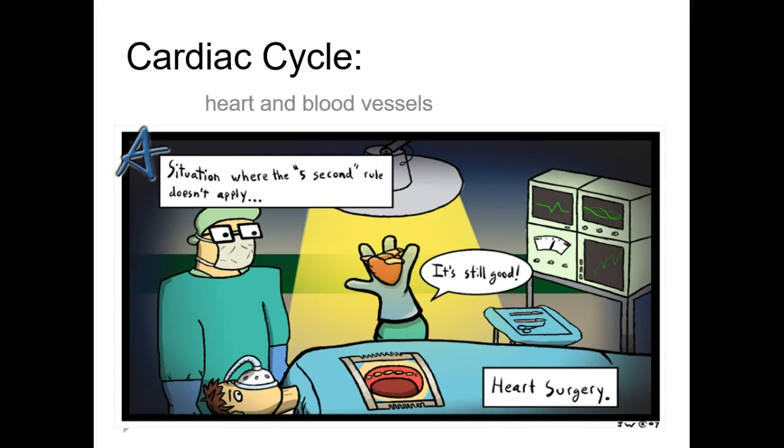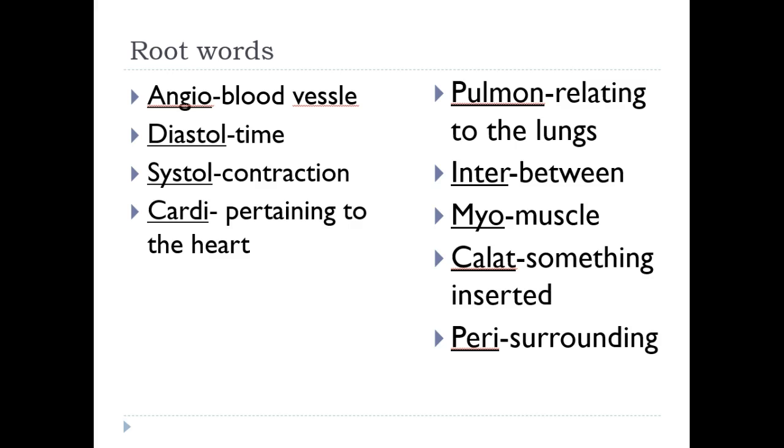So let's talk about the cardiac cycle and what it actually is. Some of this should be pretty obvious. Diastolic is time, systolic is contraction. These are just root words and what they mean.